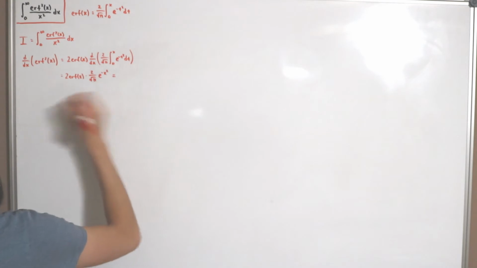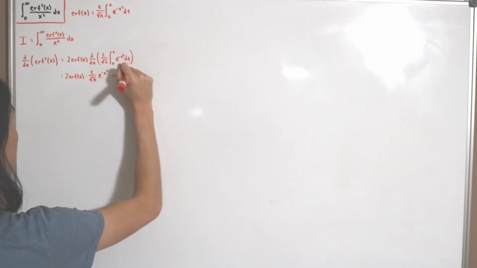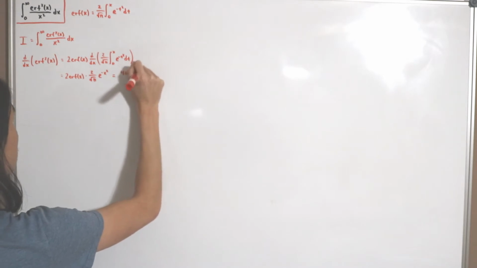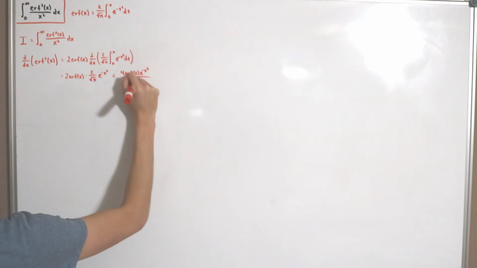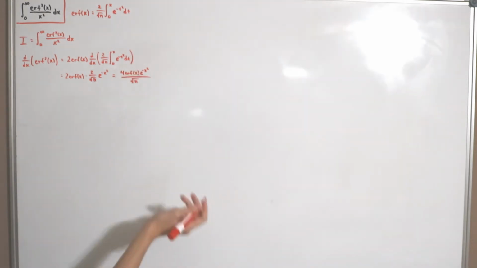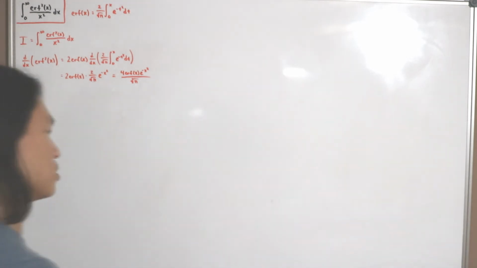So I'll clean this up. We get that this is 4 times the error function of x multiplied by e to the negative x squared, divided by the square root of pi. With that, now we can do the actual integration by parts. How about I write this in orange?